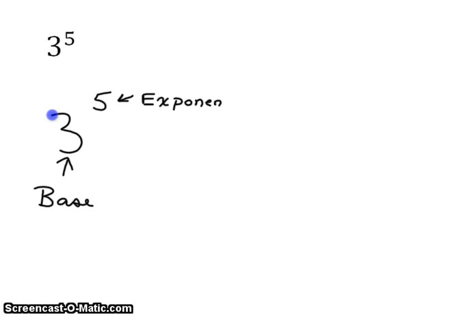Now, in 3 to the 5th, if we were to write it just a little bit bigger, this 3 is called the base of the power, and this 5 is called the exponent of the power. What this tells you to do is to multiply 3 by itself 5 times. So 3 to the 5th means 3 times 3 times 3 times 3 times 3. Notice I've multiplied 3 by itself 5 times.